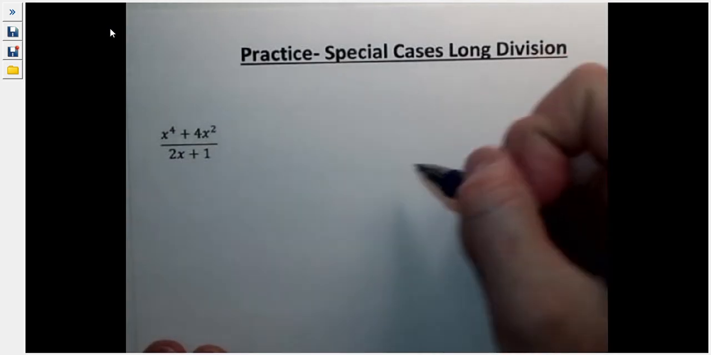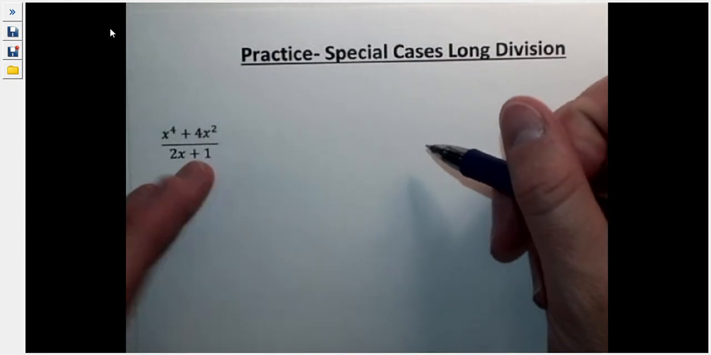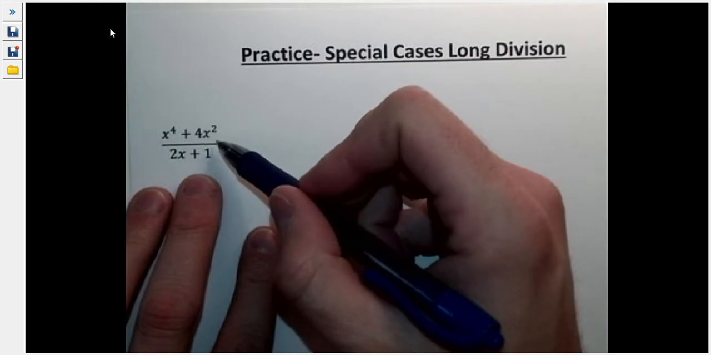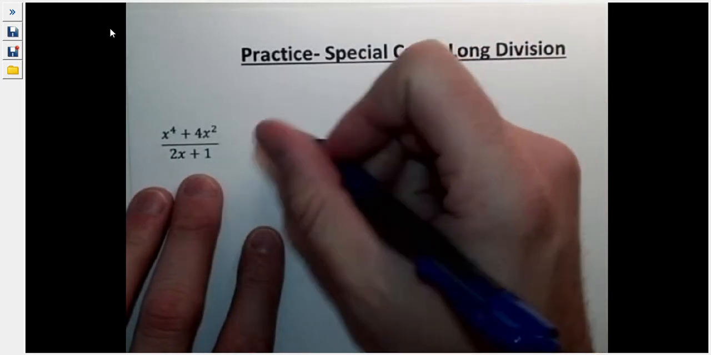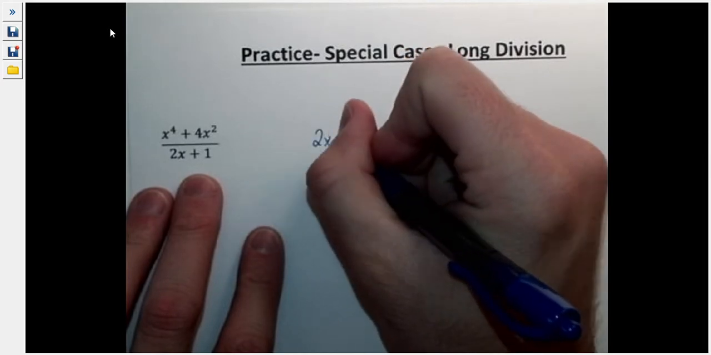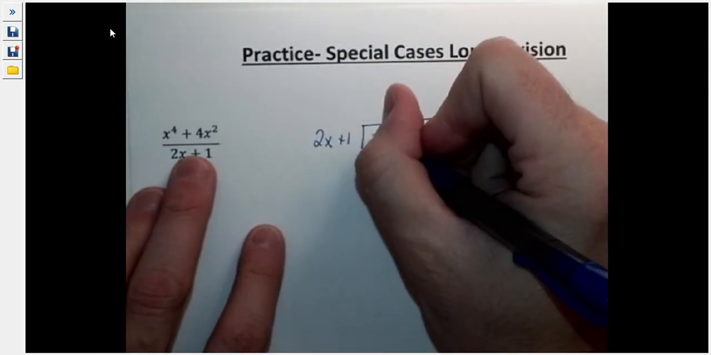Okay, so our practice today, we're practicing long division where we have to either deal with fractions or add in terms. Okay, so I have this division going on. Again, the first thing you do is rewrite it as the long division. So you get 2x plus 1, the denominator goes outside. On the inside, we start writing.